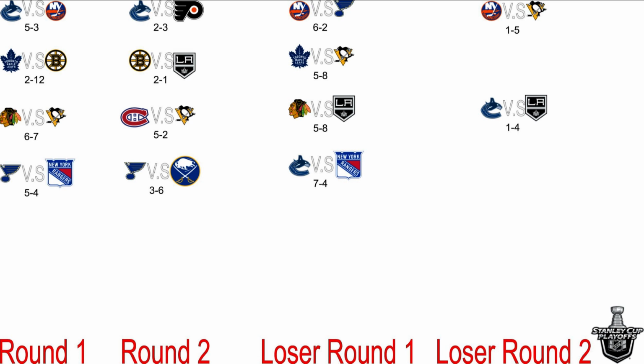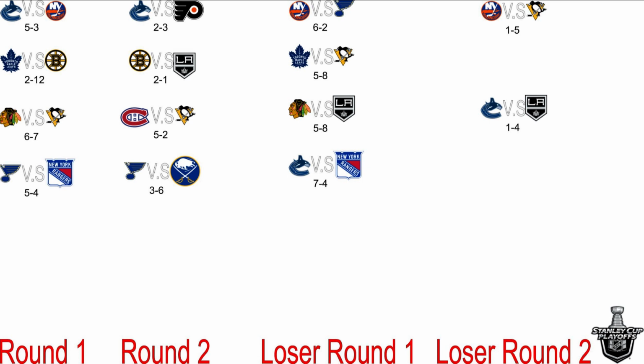Philadelphia Flyers won a close game against the Vancouver Canucks 3-2. LA Kings against Boston Bruins. Hey, you wouldn't see that matchup in the Stanley Cup Final. Who knows? Boston Bruins won 2-1. Montreal Canadiens won 5-2 against the Pittsburgh Penguins. And the Buffalo Sabres won 6-3 against the St. Louis Blues. That closes round two.